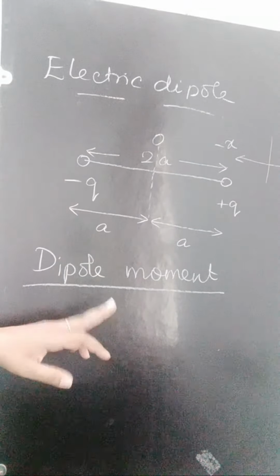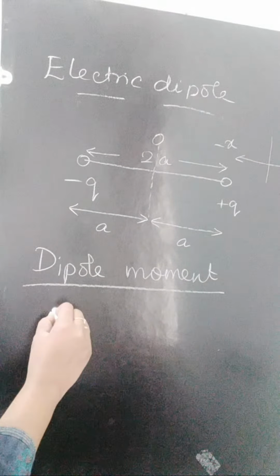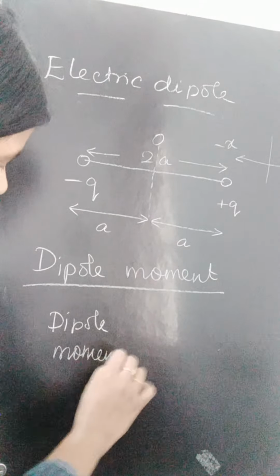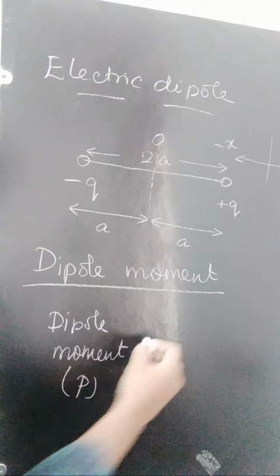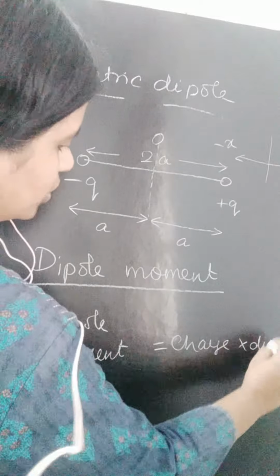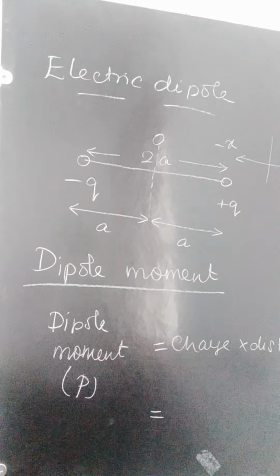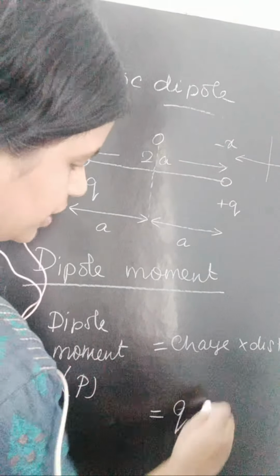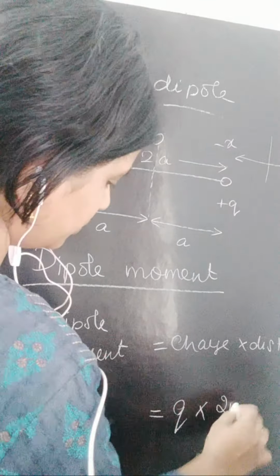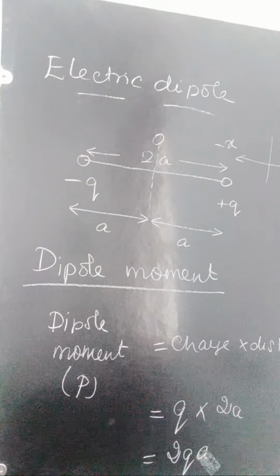Dipole moment is nothing but one of the charges multiplied by the distance between the two. What is the formula? Dipole moment, which is represented by P, is one of the charge values into the distance. As both charges are the same in magnitude, what is the charge value? Q. Yes. What is the distance between the two charges? 2a. So what may be the value of the dipole moment? It is 2qa. Okay. So this is very, very important.